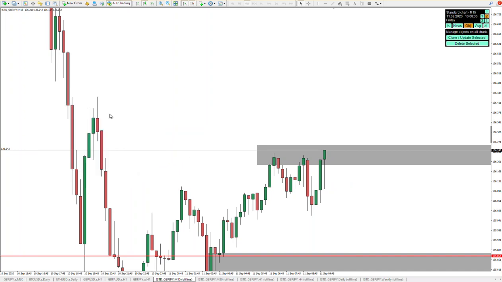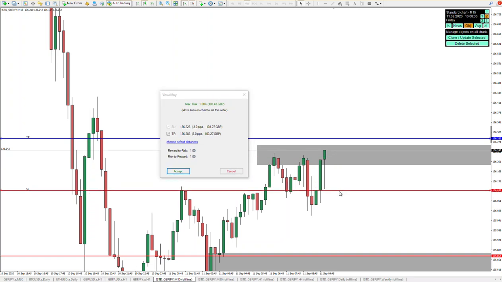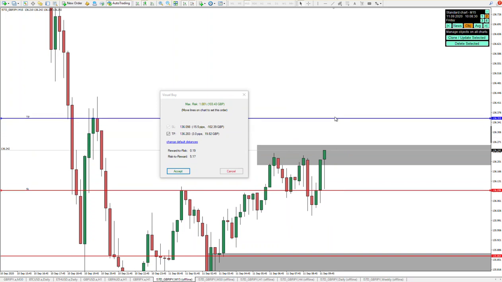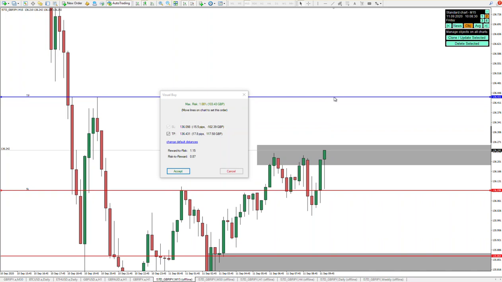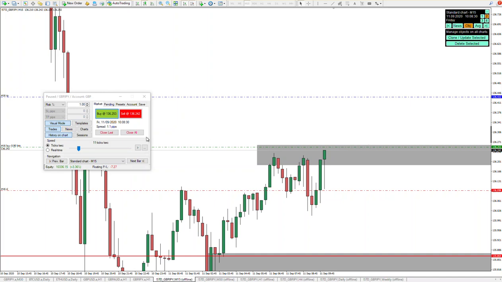Let's buy. The spread is good, 1.1 pip. Let's put our stop like there. Let's put our TP like there, for 1-to-1. It's a Friday. Let's see what we get. And let's speed up. Don't have time, guys. Just give it.